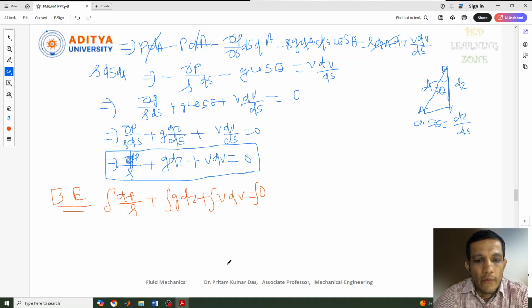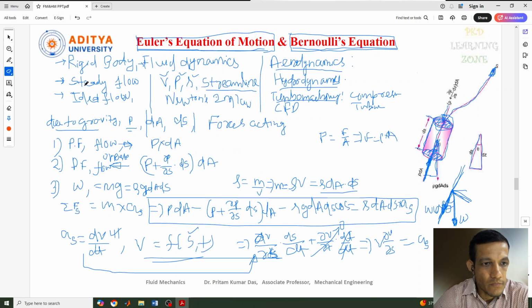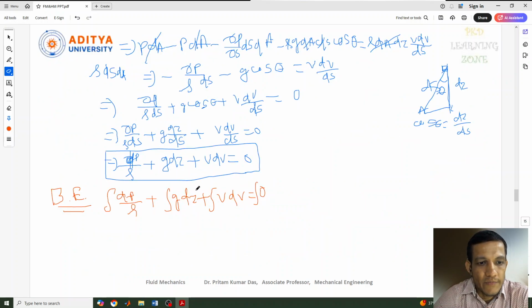Now we need to consider the fluid flow is incompressible. Some assumptions I told you initially: it should be steady flow, it should be ideal flow, and we also need to consider the fluid is incompressible. Incompressible means ρ should be constant, correct? So the ρ part is constant, so let's take it outside of this integration.